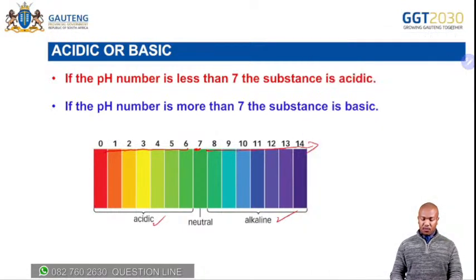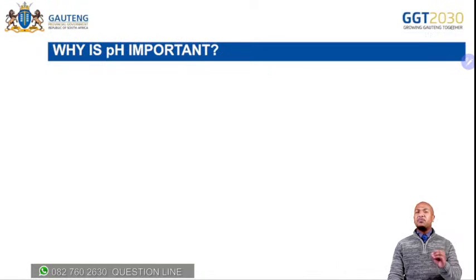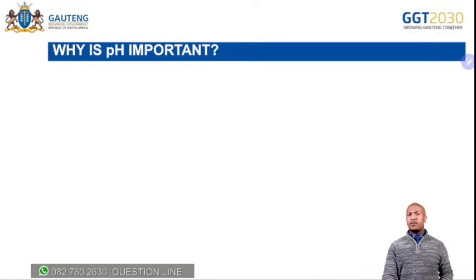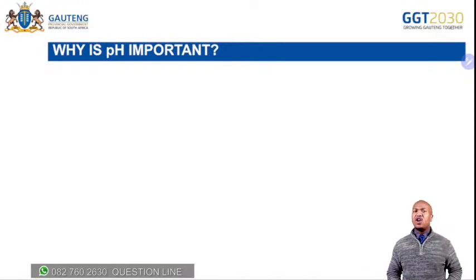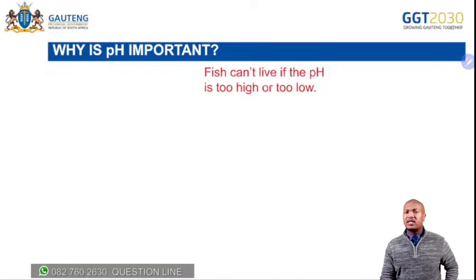So now let's move on. So why is pH important? We've been talking about the level of acidity, level of alkalinity. Why is this important? Now let's give a few examples here.